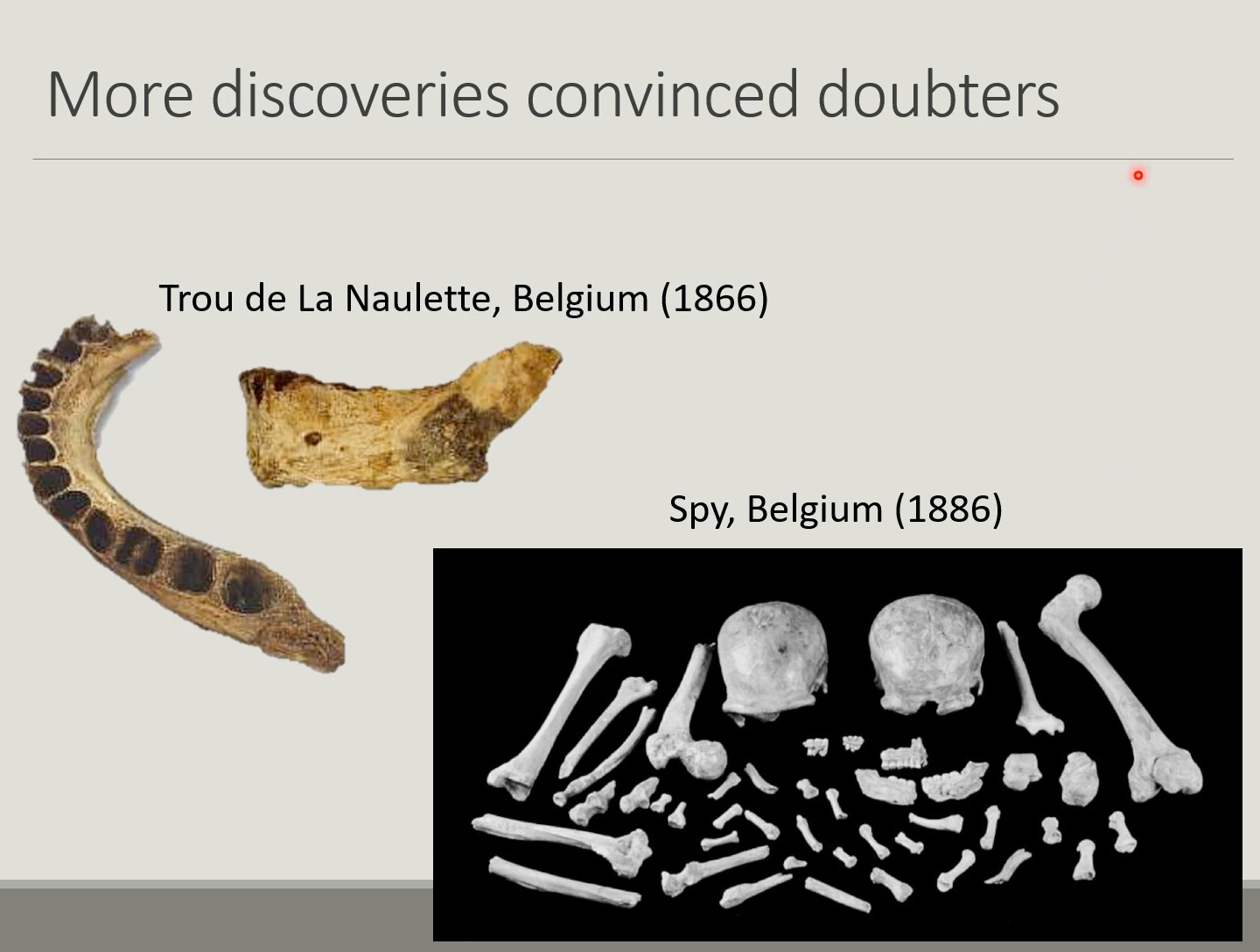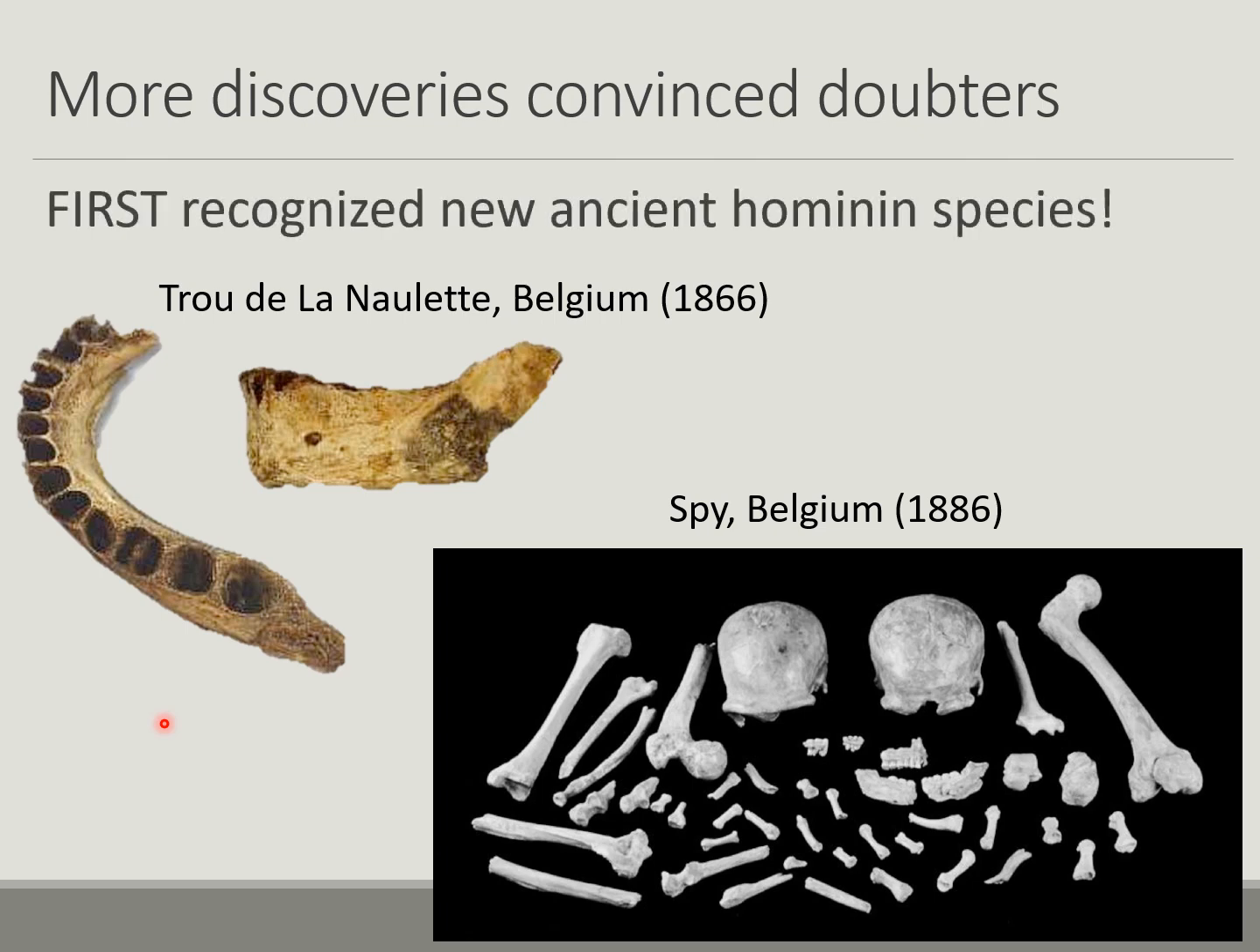So it wasn't until more discoveries had been made that doubters were convinced. So here are these two specimens from Belgium. And so it started to become clear that it was more than just pathology, for example. It couldn't have been the case that we just happened to discover individuals that were all pathological. That would be very unlikely. And so yes, Neanderthals then became the first recognized new ancient hominin species within paleoanthropology.